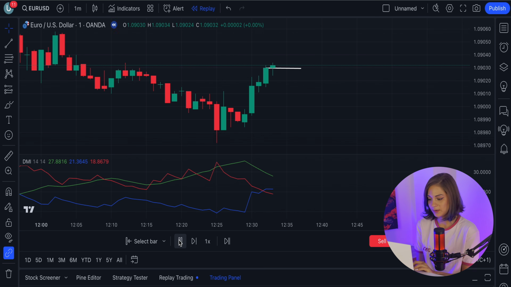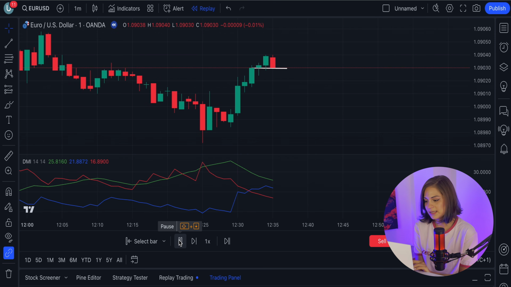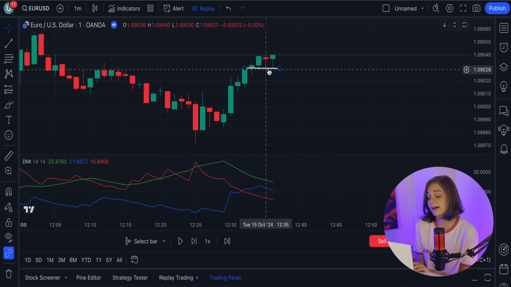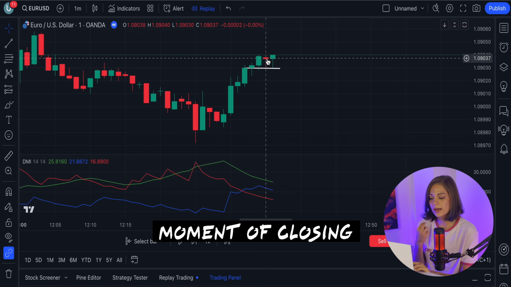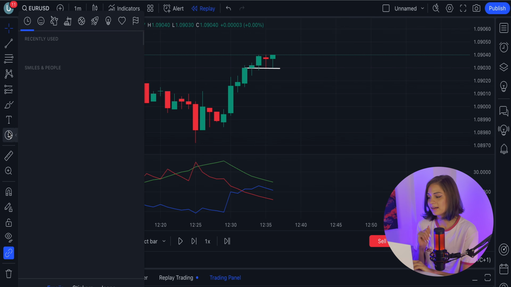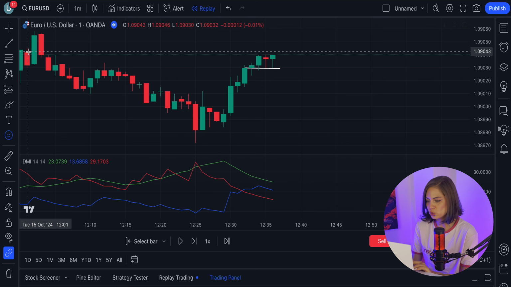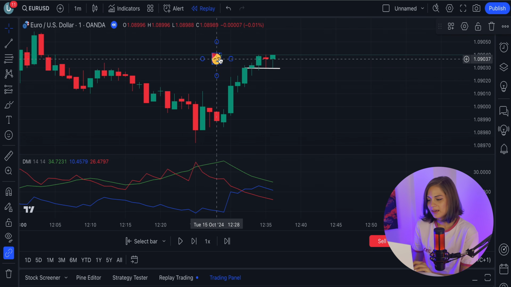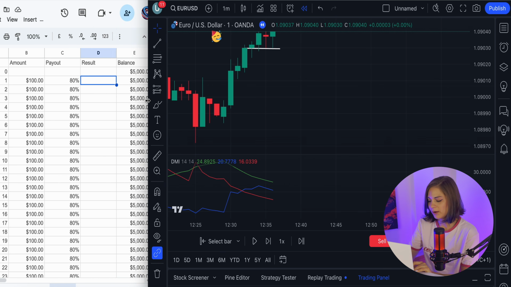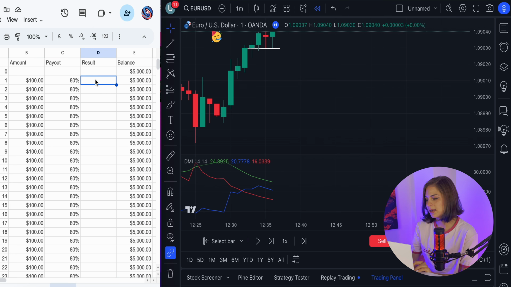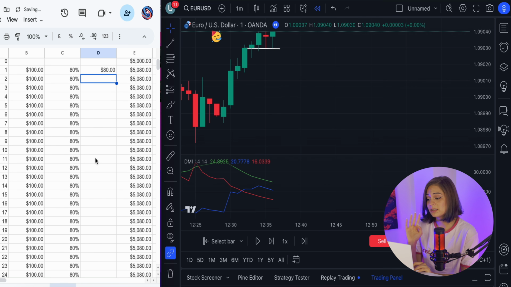Let's see what's gonna happen here. And we see that the price actually got higher, and at this candlestick at the moment of it closing, our deal would be closed in black. So let's put a little emoji right here, and with the 80% payout we would get around $80 as a result. So now what I'm gonna do, I'm gonna work with this table again.